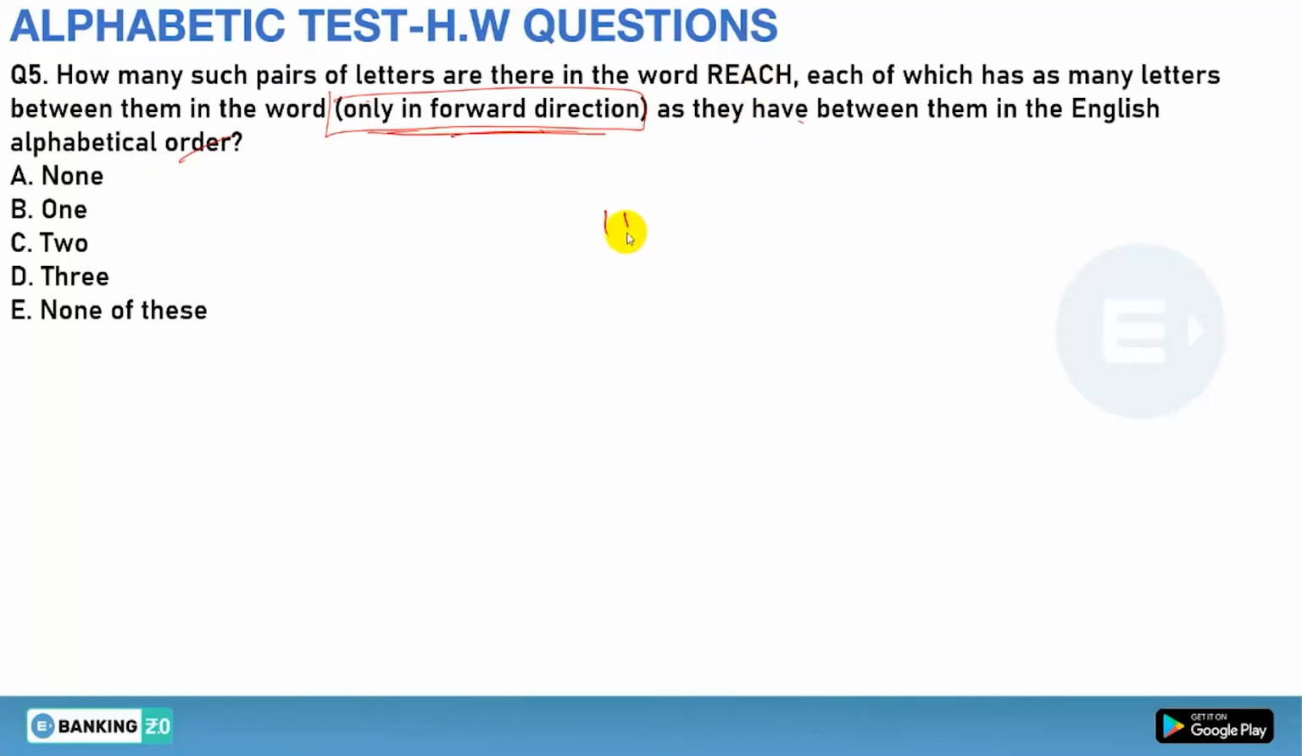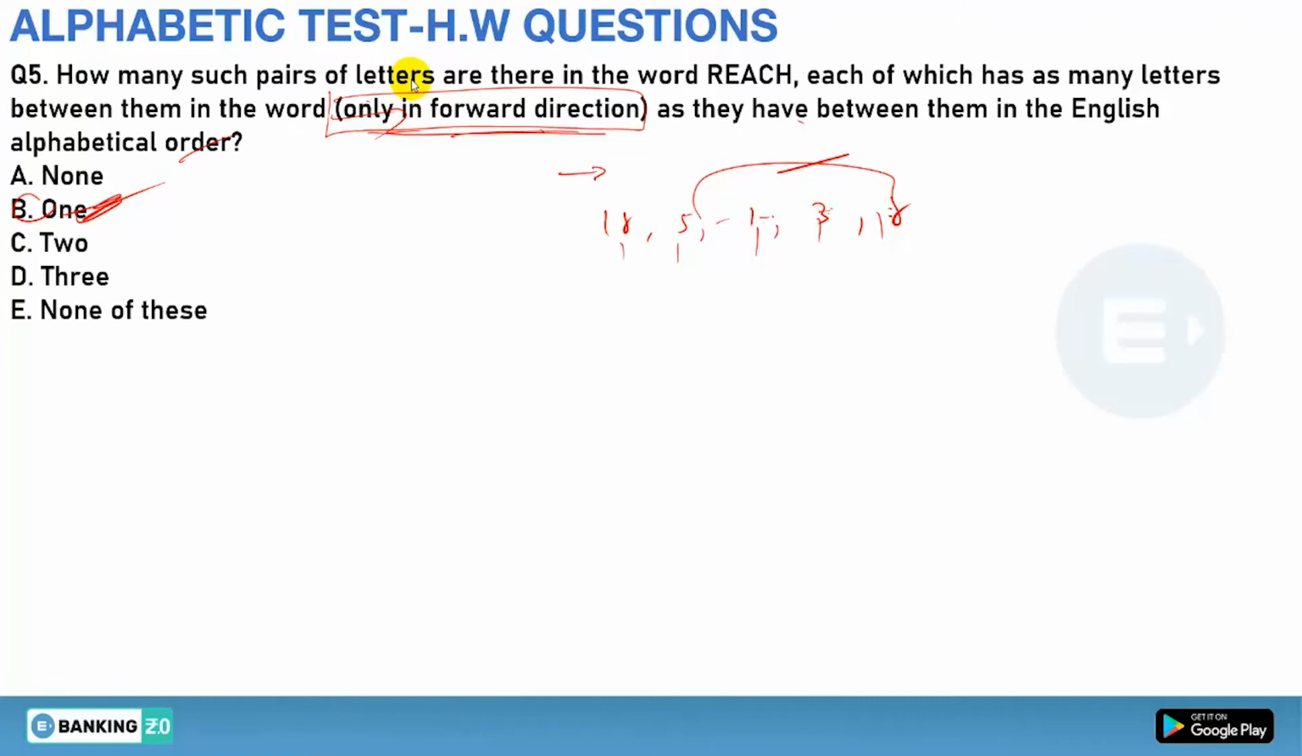So just start counting. R is 18, E is 5, A is 1, C is 3 and H is 8. Only forward direction we have to see. So 18, 19, 20, 21, 22, not forming a pair. 5, 6, 7, 8, forming a pair. 1, 2, 3, 4, not. So only one pair will be there, that is option number B. Done, because we have to see only in forward direction, not in the backward. Clear or not? Done. So these were the questions that were based on alphabetical test, and it was given for your homework in the last class.